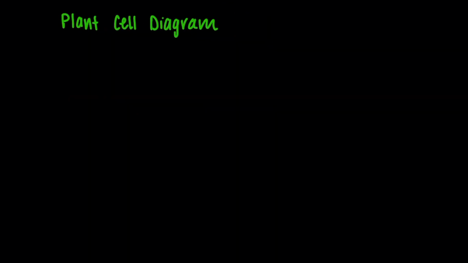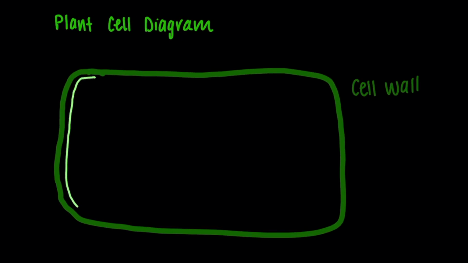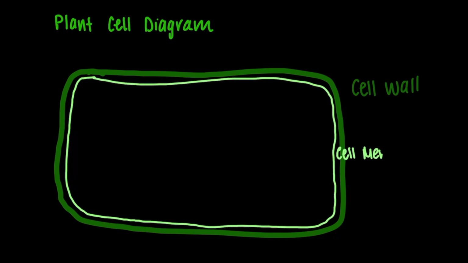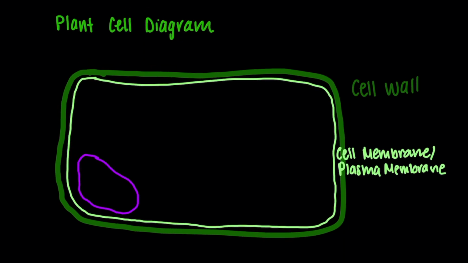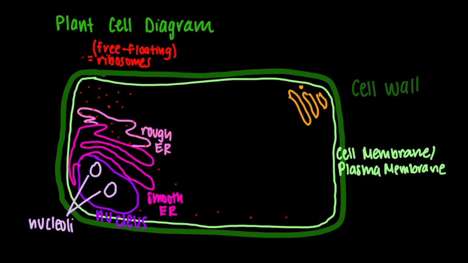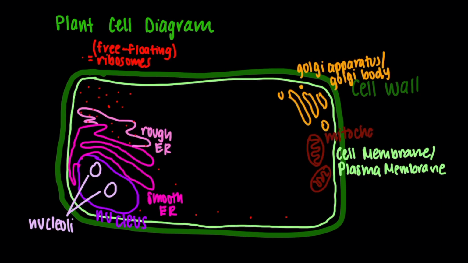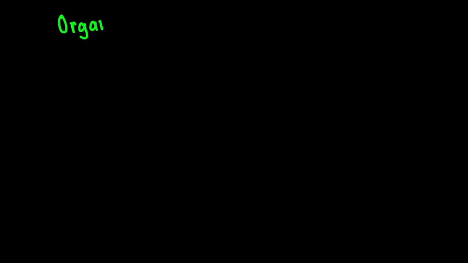This is a sped up recording of a plant cell diagram. All of the labeled parts will be explained later in the video. Now we are going to explain all of the organelles.